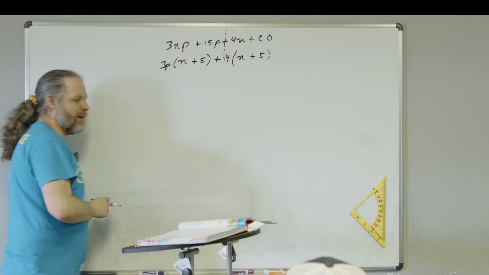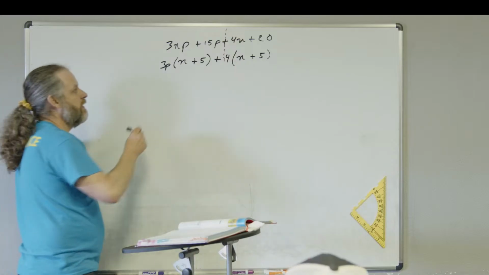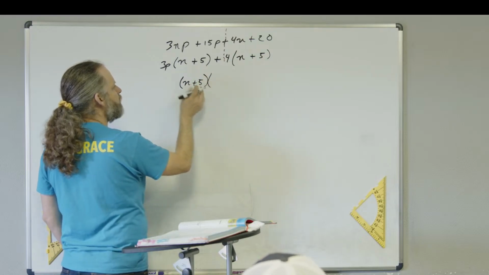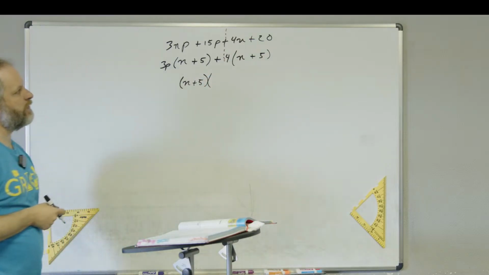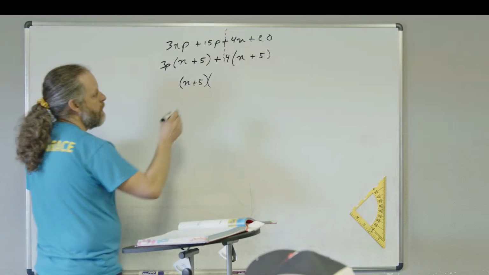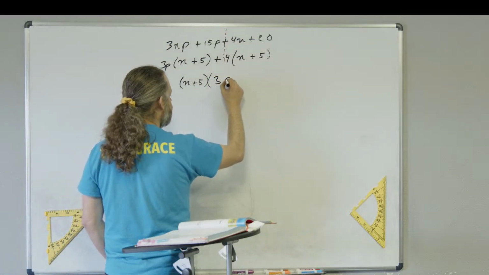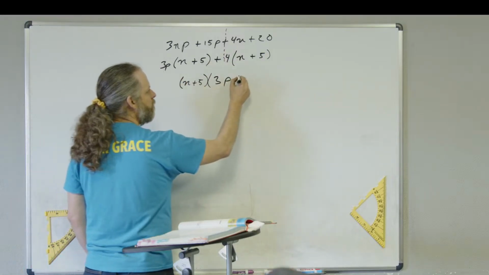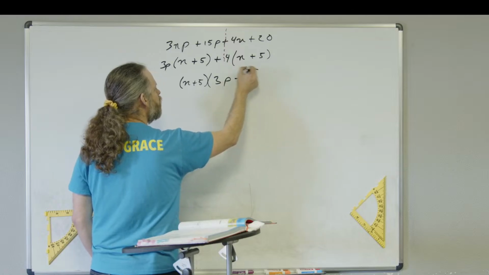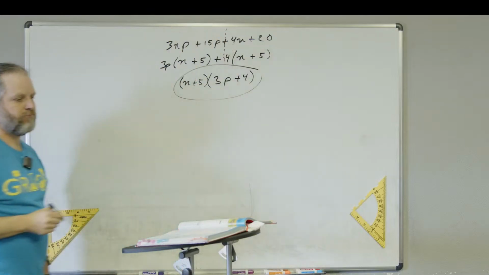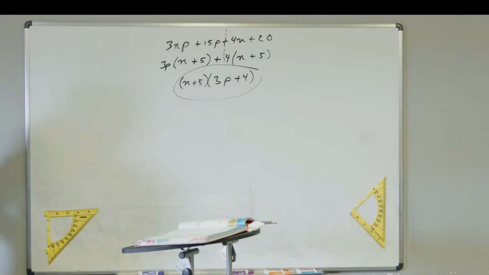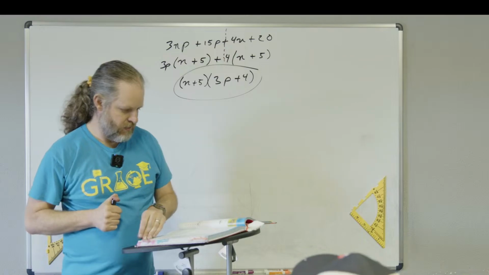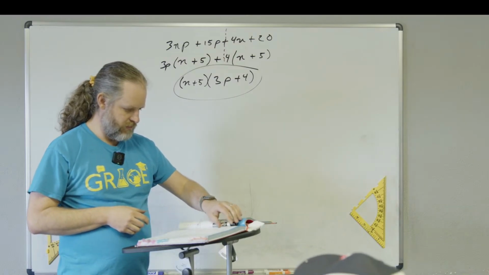Okay. Now what am I going to do? Factor. Going to factor out an n plus 5. What's left in the first one when I factor out an n plus 5? 3p. What's left on the second one? Makes sense? Easy money? Good.